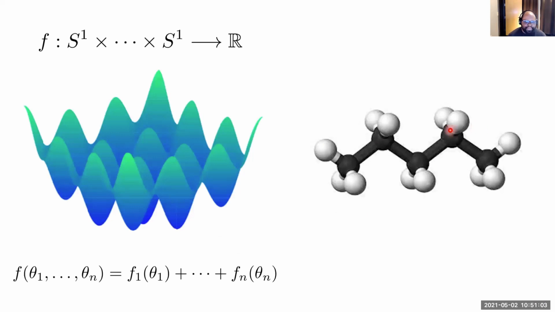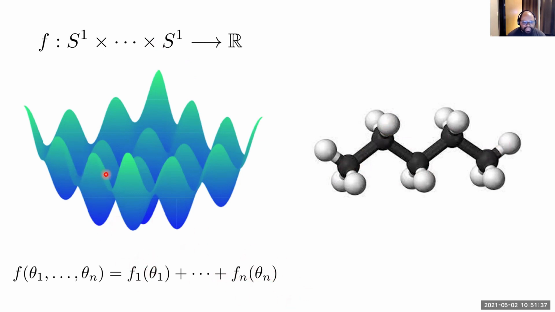So what do they do? An alkane is a long chain of carbon atoms, with hydrogens attached to each carbon atom. What they study is the energy landscape of these molecules. In other words, they select a particular energy function. In their case, the energy function is parameterized by the angles between the carbon atoms, and has a very simple additive formula.